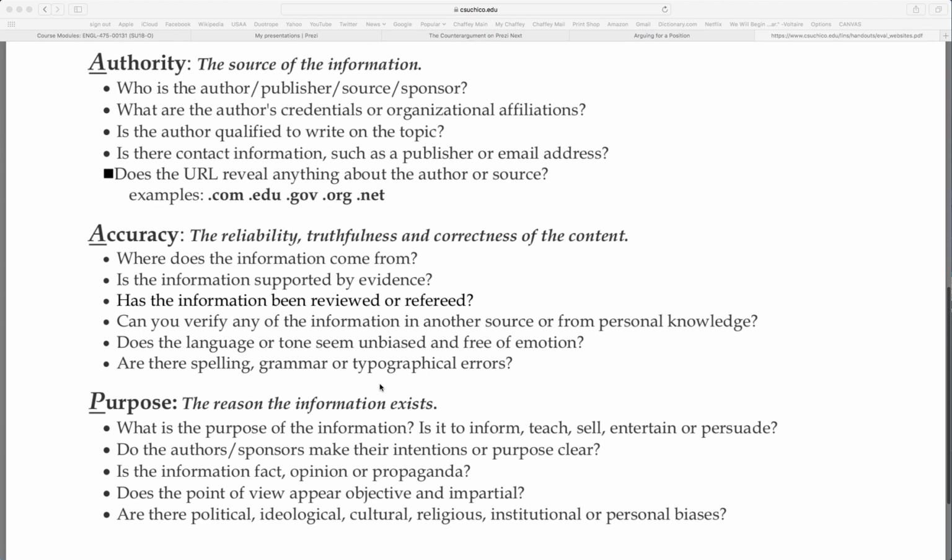Lastly, we have purpose, right? The reason the information exists. Is it to inform? Is it to teach? If it's to sell you something, again, I would be suspect of why that information exists. Okay, so again, that's for your own purpose.